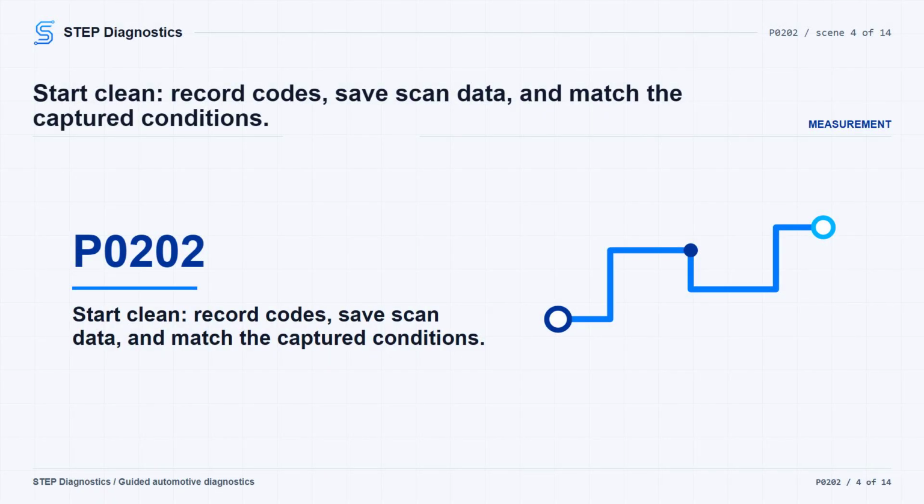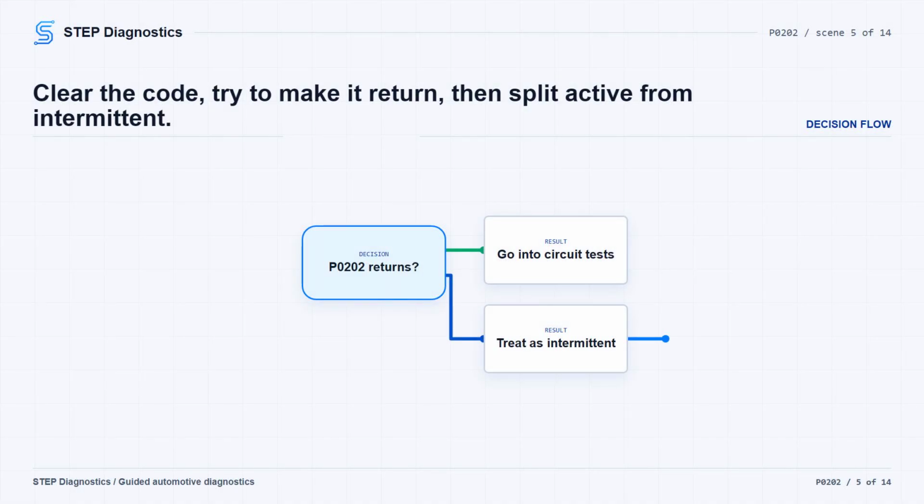Start with the basic system checks before getting into pin tests. Then read and record all codes and captured operating data, and save a vehicle scan report in case you need it later. Look at the captured conditions, the monitor gates, and the set conditions. Clear the codes, then operate the vehicle or the system under those same conditions and try to make P0202 come back. If the code or symptom returns, continue into the injector circuit diagnosis. If it does not return, treat it like an intermittent.